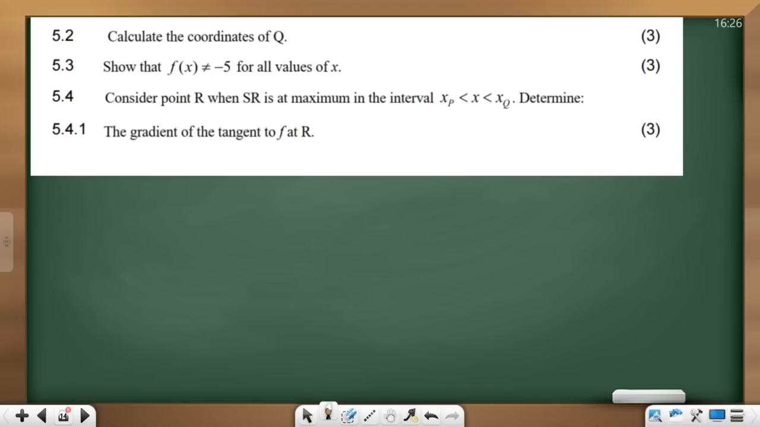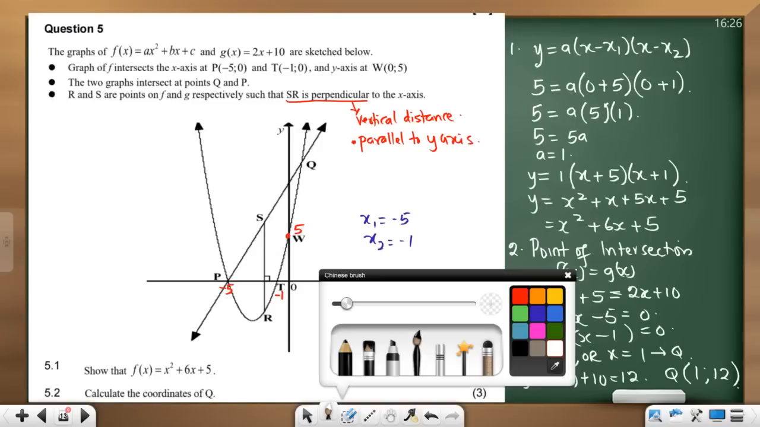Show that f of x is not equal to negative 5 for all values of x. Somebody saying, how do I do that? Please, my dear learners, look at your graph. F of x is the y value. Show that y is not equal to negative 5. If I look at my graph, all of these are y values.